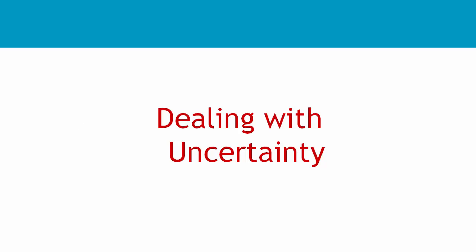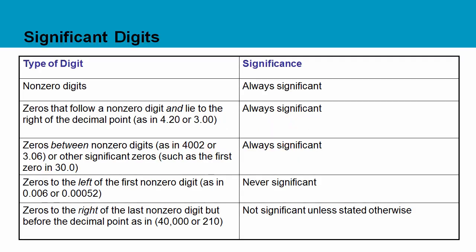All right, let's look at some vocabulary. First, we talk about significant digits. You may have heard this before. Some of them make sense, some of them don't make sense until we actually look at some examples. So non-zero digits are always significant. That kind of makes sense.